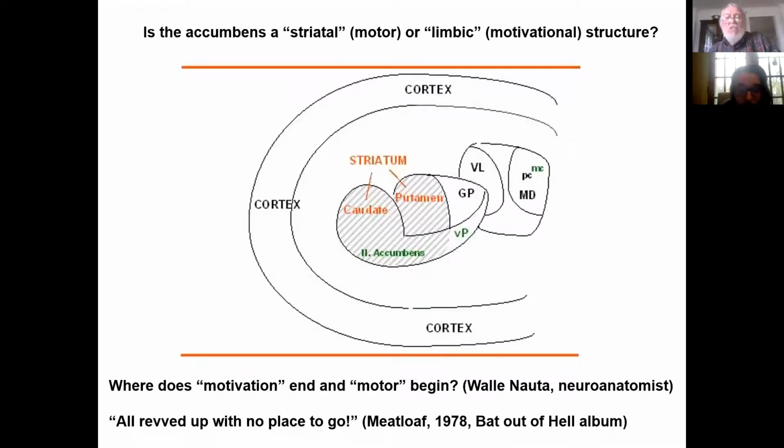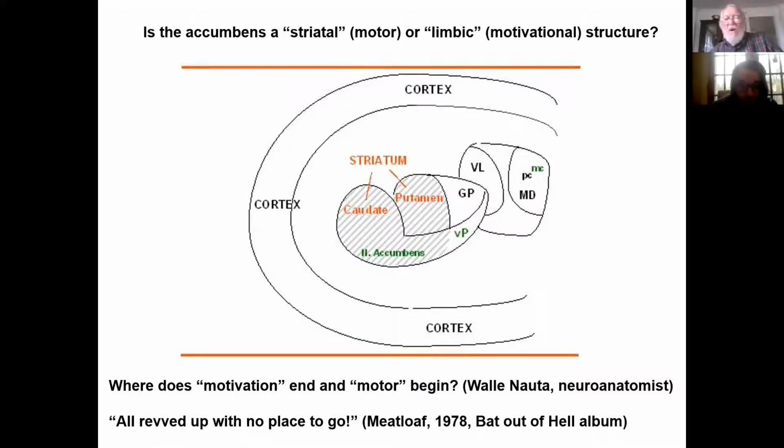So here is the question. If you look at this diagram, what you can see is the caudate and the putamen and globus pallidus, and here's the nucleus accumbens, and we can call that the striatum. The globus pallidus is going to send motor output, and the nucleus accumbens, a major output to it, goes to the ventral pallidum, which goes to motor output. So is this a motor or a limbic structure? And again, we have the question, where does motivation end and motor begin?